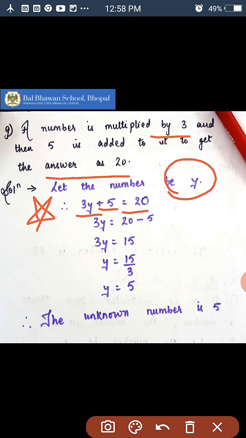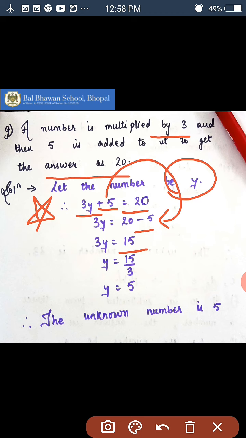Now children, first of all, we need to transpose the plus 5 on the right hand side. So, when plus 5 is transferred, it will become minus 5. And 20 minus 5 is 15. So, the equation becomes 3y is equal to 15.